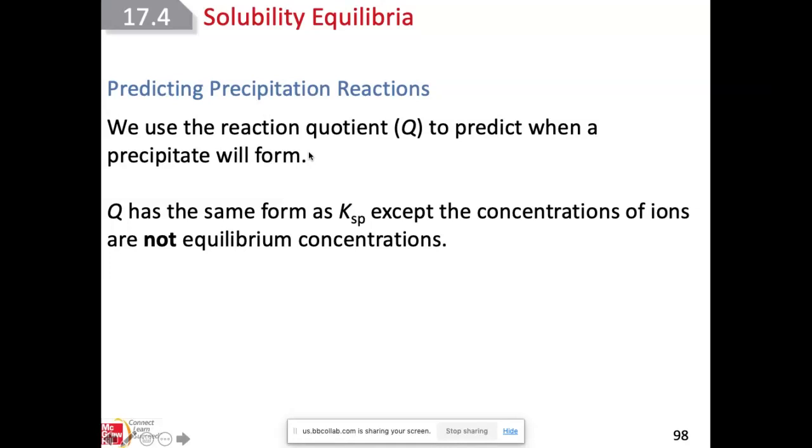We will use the Q, a reaction quotient, to predict when a precipitate will form. Q has the same form as KSP. We know the reaction quotient. The only difference here is that the concentrations in the Q expression are not equilibrium concentrations. They only will be equilibrium concentrations if Q equals the KSP.